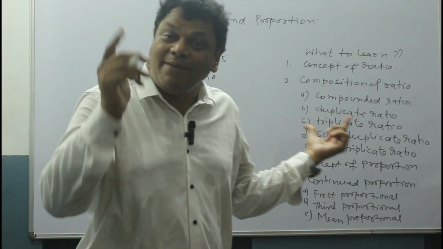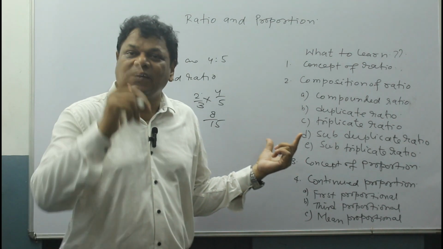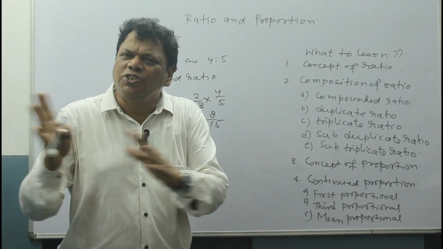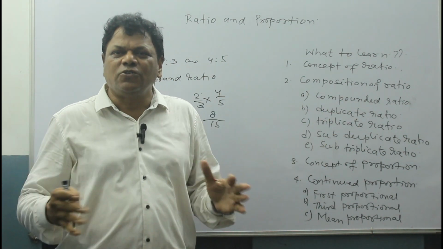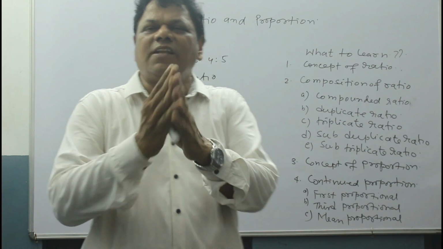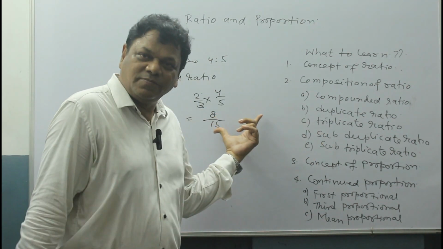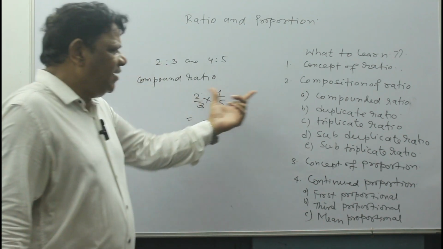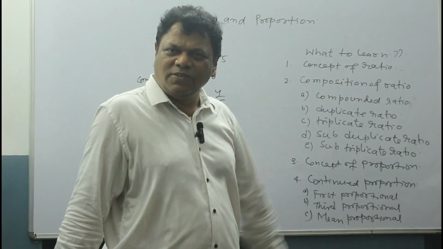I am explaining with an example so that we can easily understand. So compound ratio is simple. If 2 or 3 ratios are given, write all the ratios in fraction terms and multiply all of them. You will get the compound ratio. Okay children, you will get the compound ratio. So easy, it is clear.